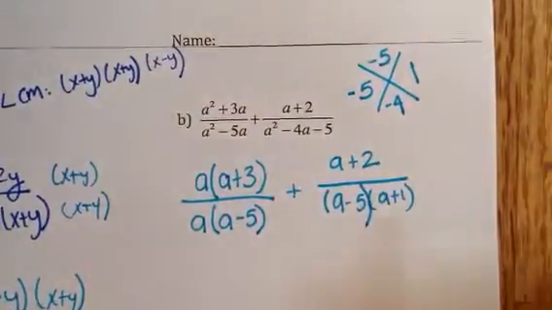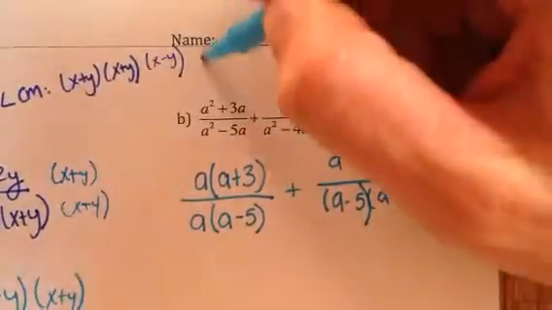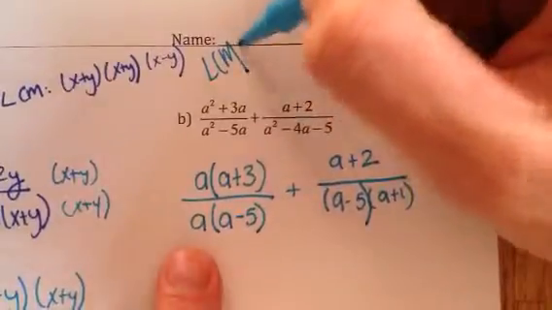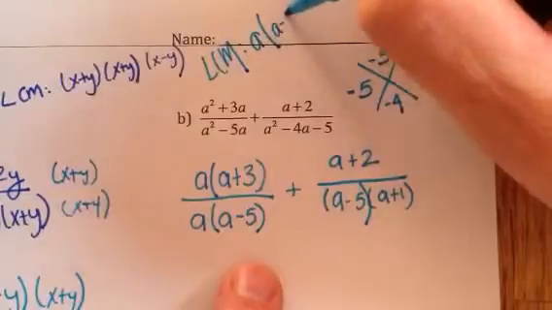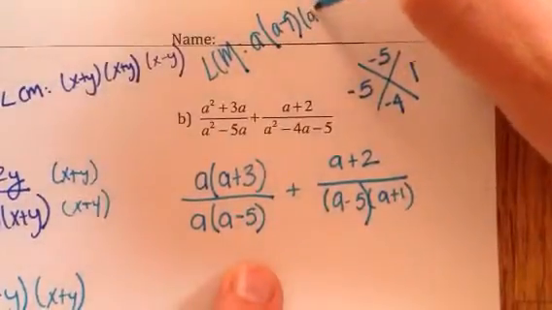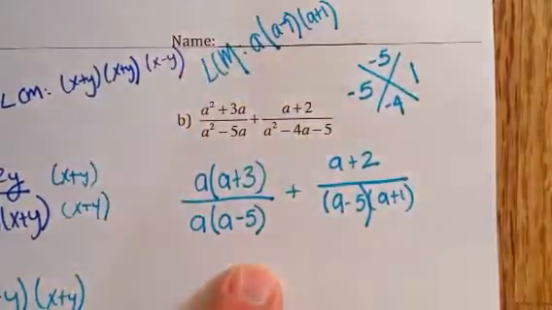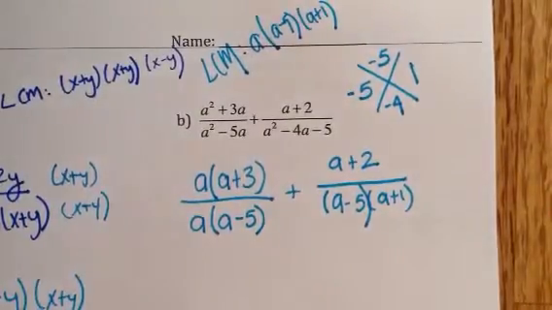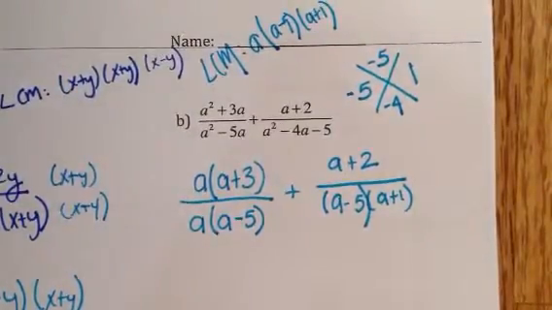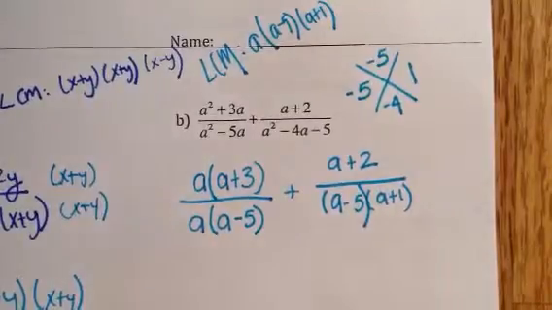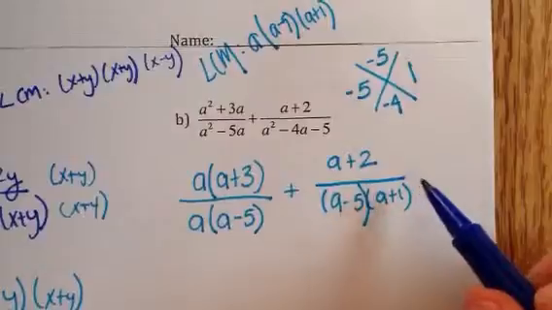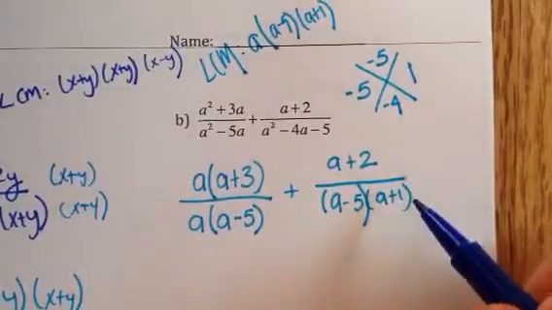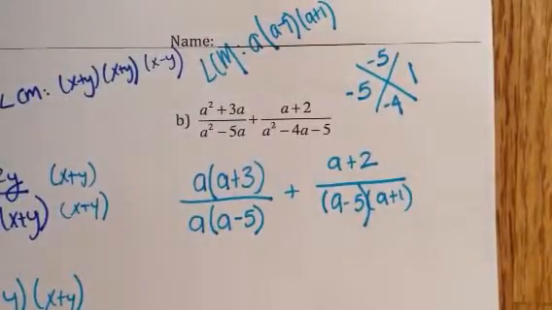So my LCM, I can see that the greatest number of A's I have is 1, the greatest number of A minus 5 I have is 1, and the greatest number of A plus 1s I have is 1. So, I am missing here an A plus 1. I am missing here an A. So, I am going to multiply.